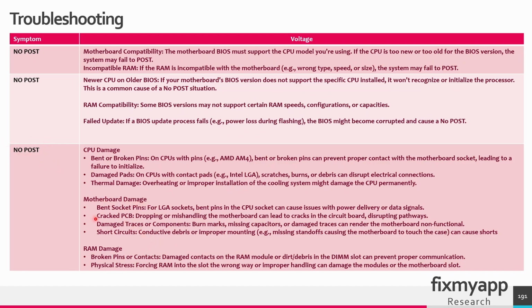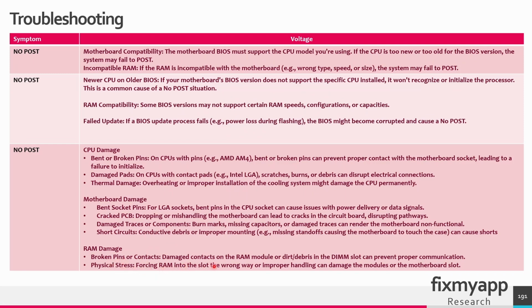The motherboard itself can have a defective PCB, so the data lines will not go through the copper lines. Then we have damaged traces or components on the motherboard. We have to look for burn marks, missing capacitors, damaged traces. All these damages can cause a no post. Short circuits on the motherboard will also cause a no post condition. Damaged contacts on the RAM module or dirt and debris in the DIMM slot can prevent proper communication, and that will prevent the motherboard from posting. The RAM can also be damaged by physical stress.